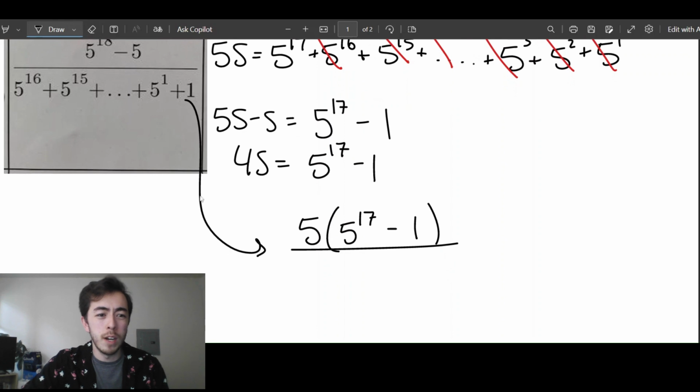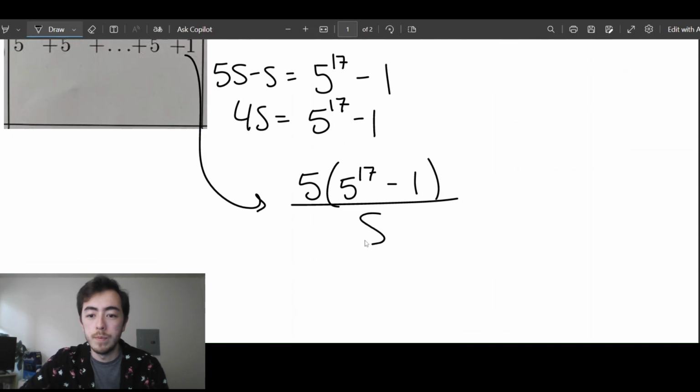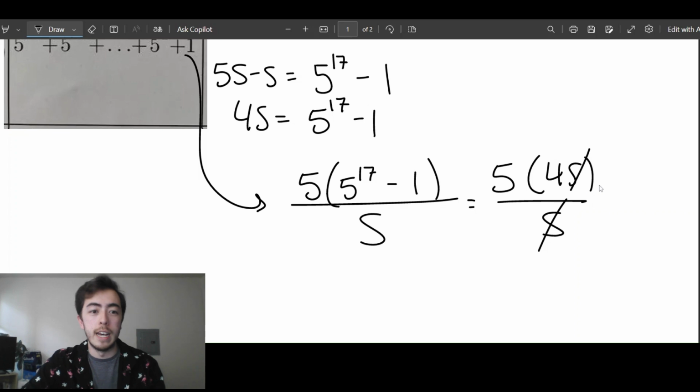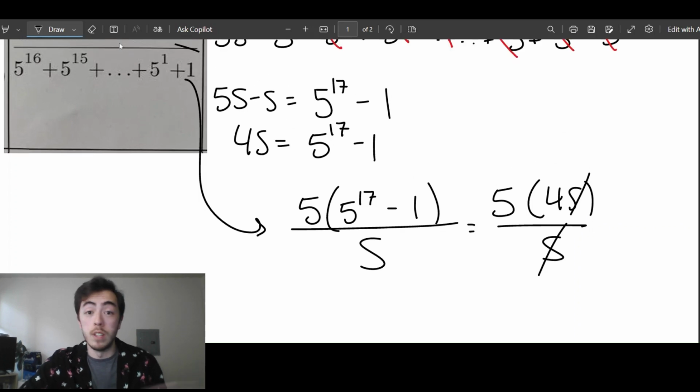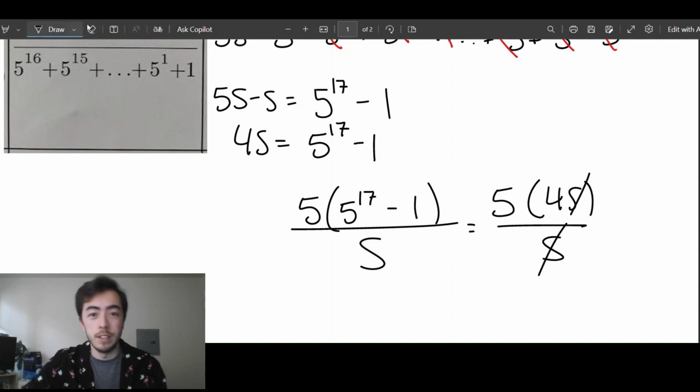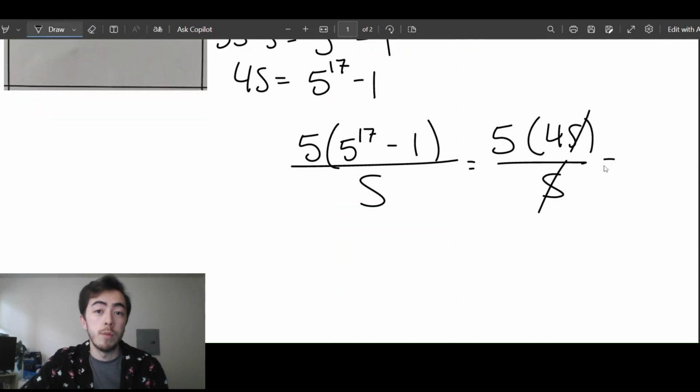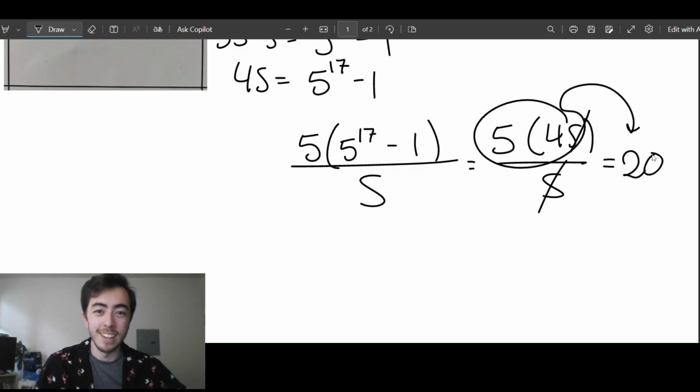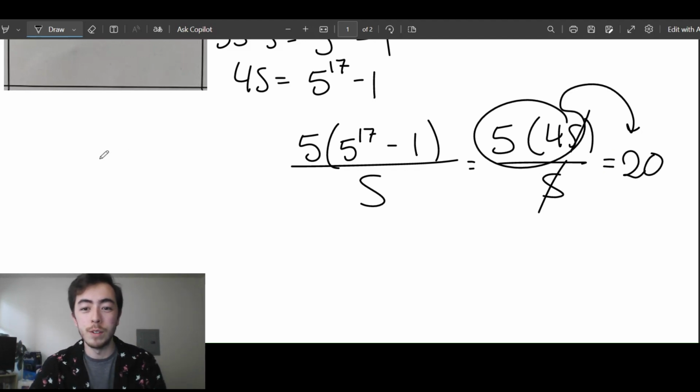And honestly, in the bottom, I'm not going to rewrite the whole sum. I already have a nice variable for that. That was just S. So I'll put S in the bottom. Oh, and then 5 to the power of 17 minus 1, that is just 4S. And so these S's cancel. S is just basically this number in the denominator. Not really sure what it is, but I do know that I can cancel it on the top and bottom. We're just left with 5 times 4, which is equal to 20. And that's today's date. So there is my solution for today's problem.